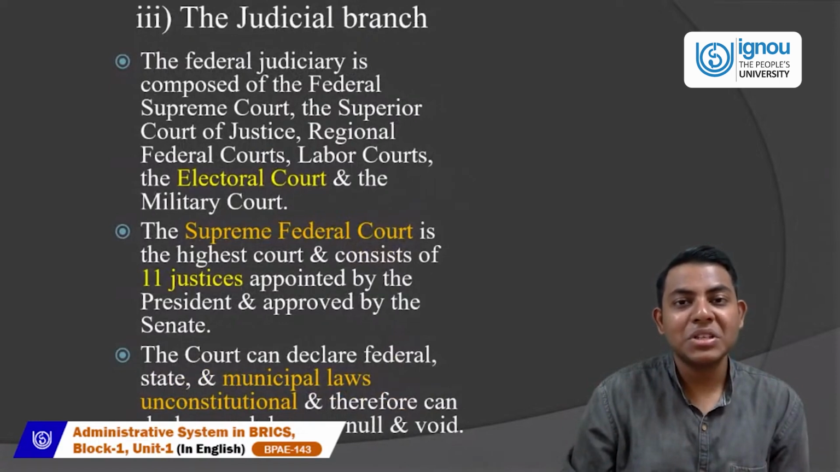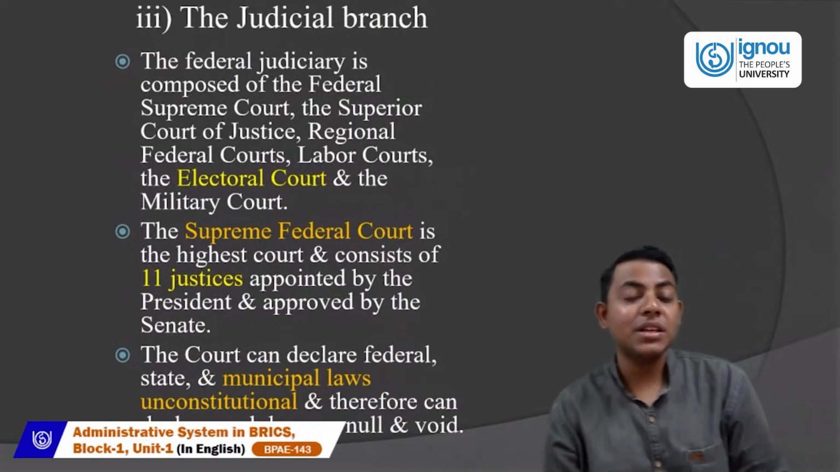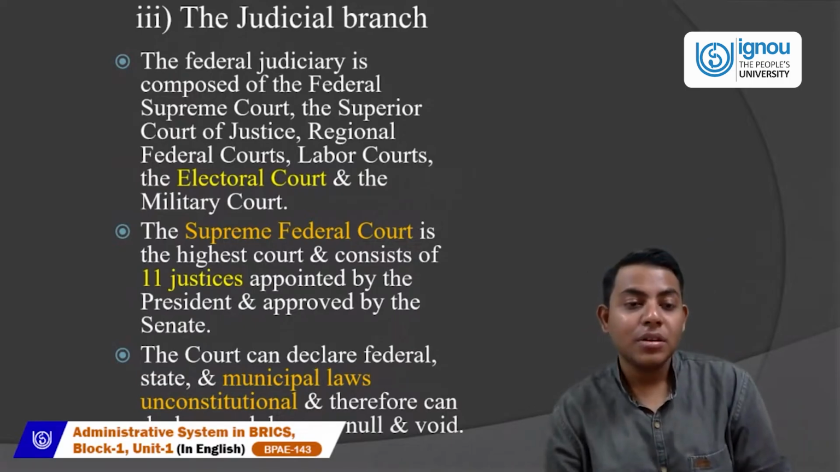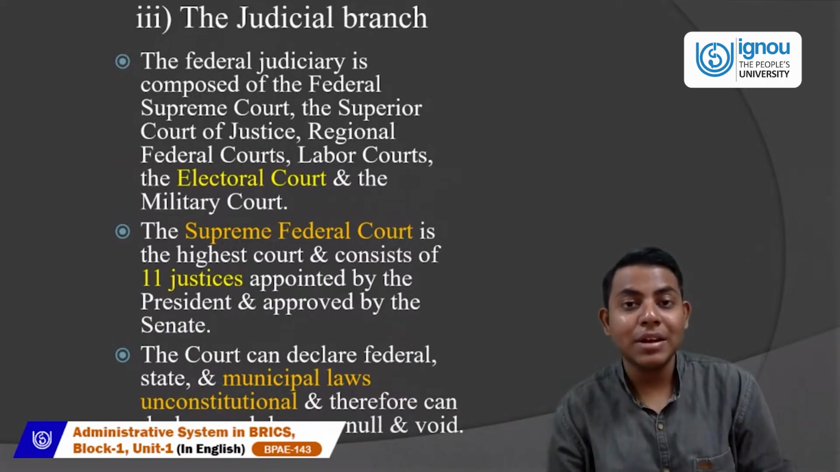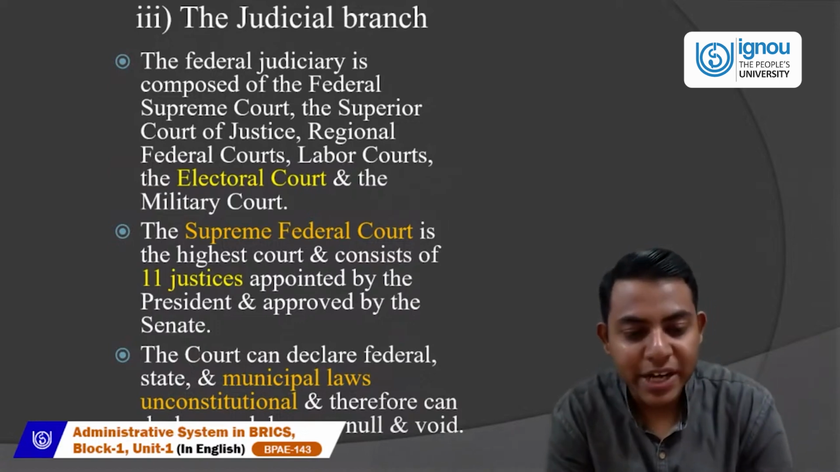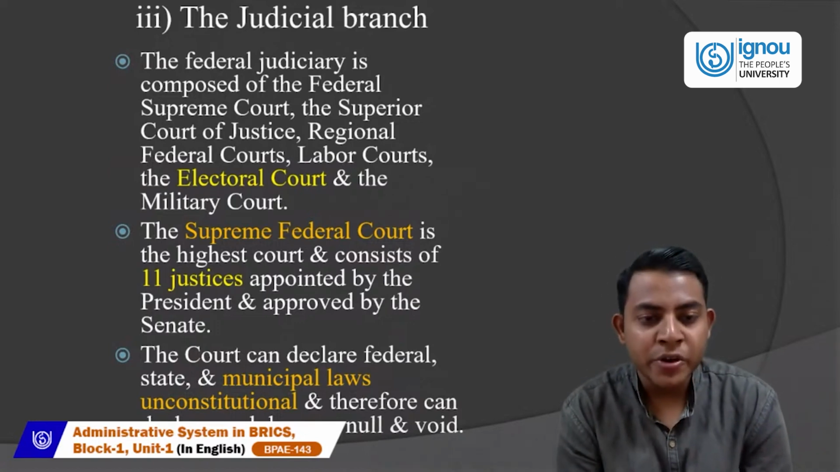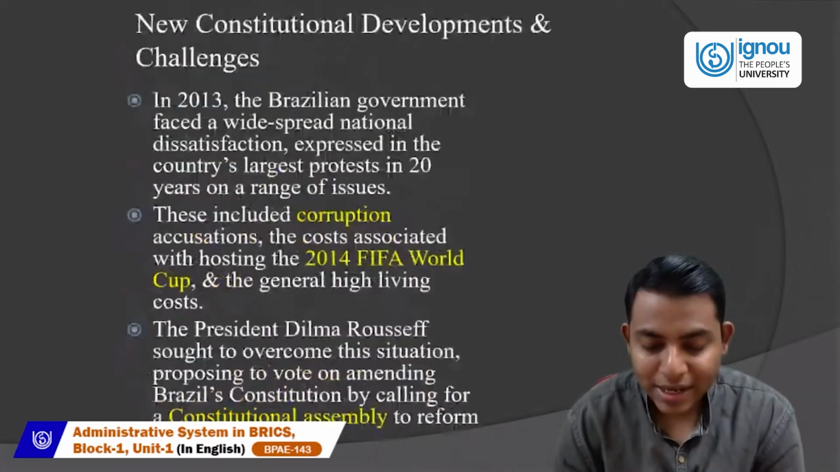Now let us discuss the judicial branch. The federal judiciary is composed of the Federal Supreme Court, the Superior Court of Justice, the regional federal courts, the labor courts, the electoral court, and the military court. The Supreme Federal Court is the highest court, and it consists of 11 justices who are appointed by the president, and this appointment is approved by the Senate. This Supreme Federal Court can declare federal, state, and municipal laws unconstitutional, and therefore it can declare such laws null and void.